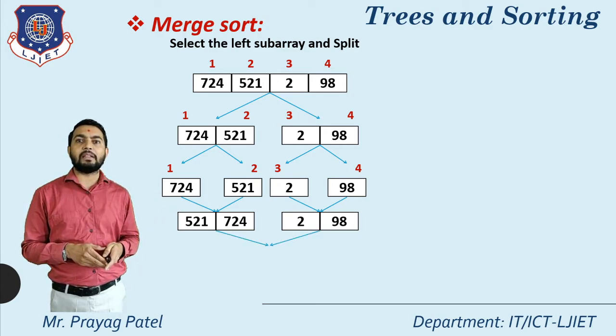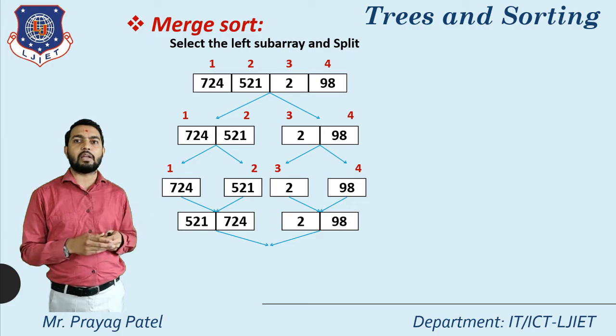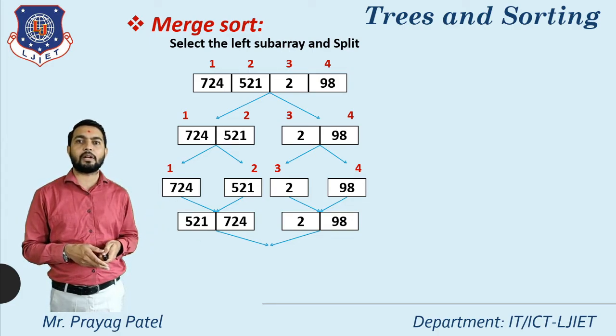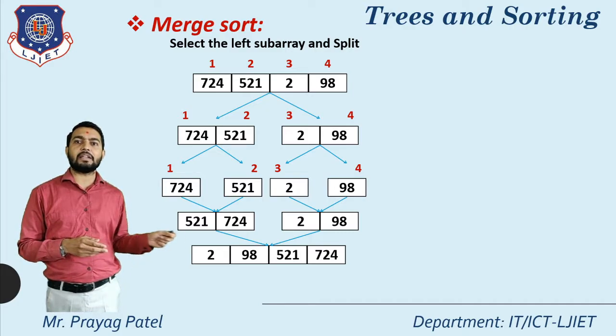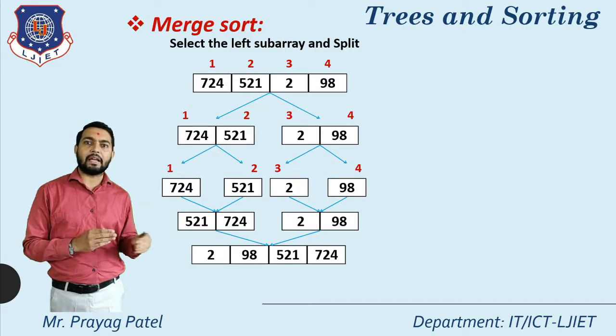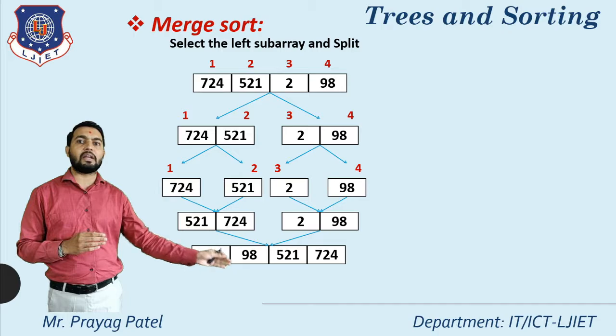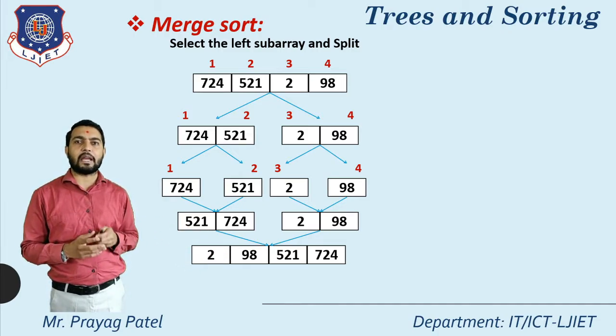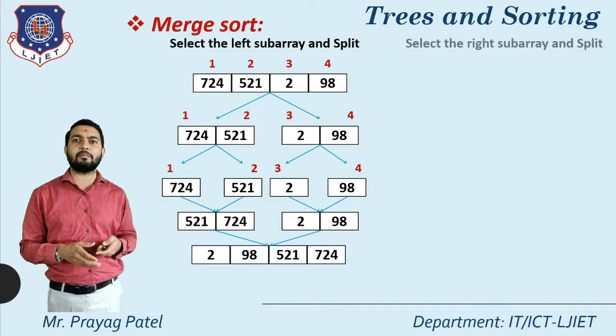Now after that, combine these two sublists, 521, 724 and 2, 98. After combining, we will get the resultant list as 2, then 98, then 521, then 724. Now this is the process for the left sublist. The same process will be followed for the right sublist also.